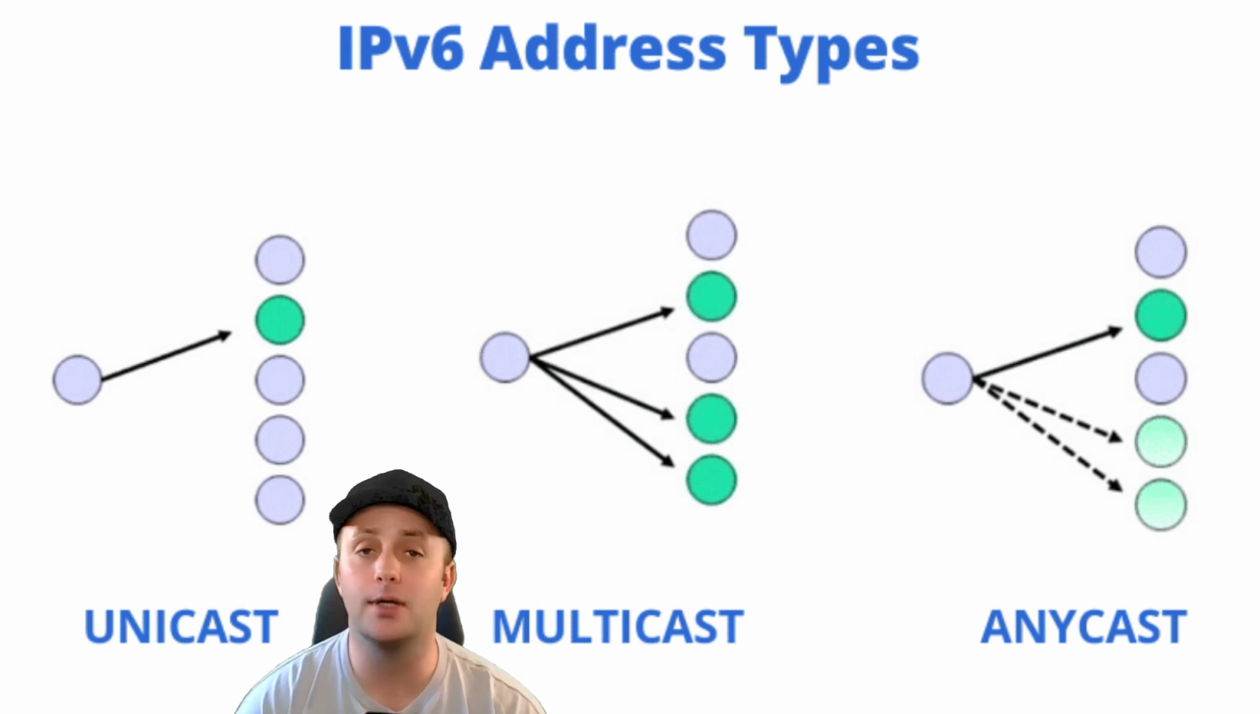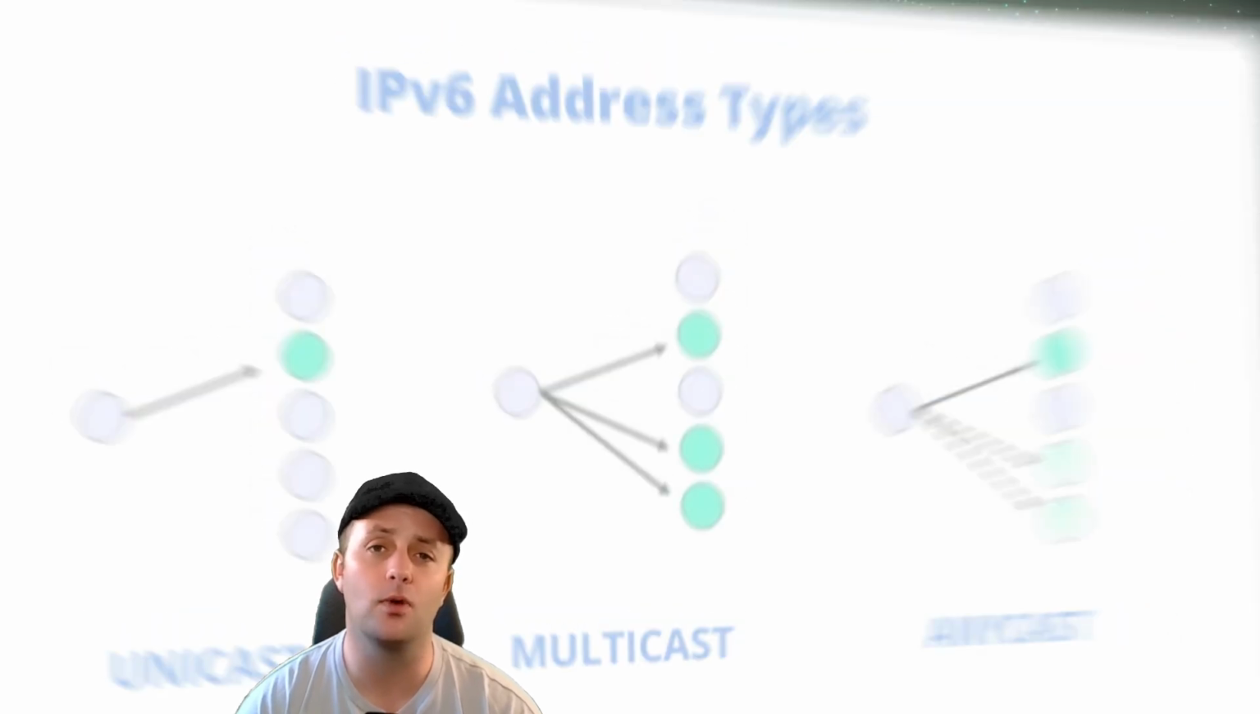An anycast address is a unique concept introduced with IPv6. With anycast, multiple devices can share the same IP address, and data sent to an anycast address is delivered to the nearest device in terms of network topology. This is particularly useful for services like content delivery networks, or CDNs, where you want users to connect to the nearest server for faster performance.